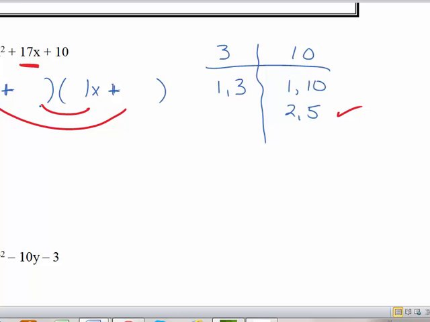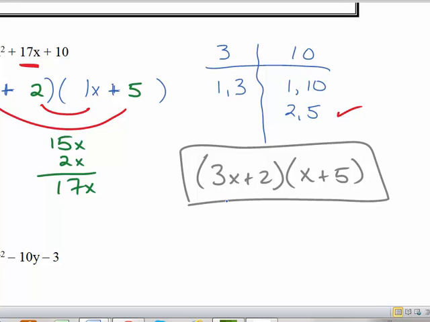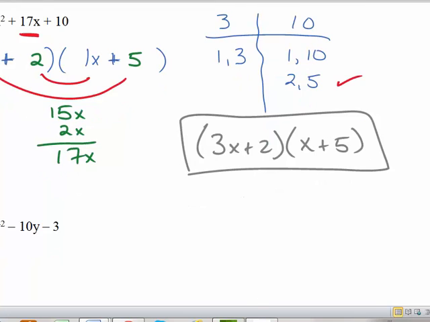Instead of 2 and 5, let's now try 5 and 2 in the reverse order. So let's put the 2 first and the 5 second. Now our outside is 15x and our inside is 2x. That gives us 17x. So my final answer then will be 3x plus 2 times x plus 5. We really don't need to write the 1 in front. Let's look at our next one.